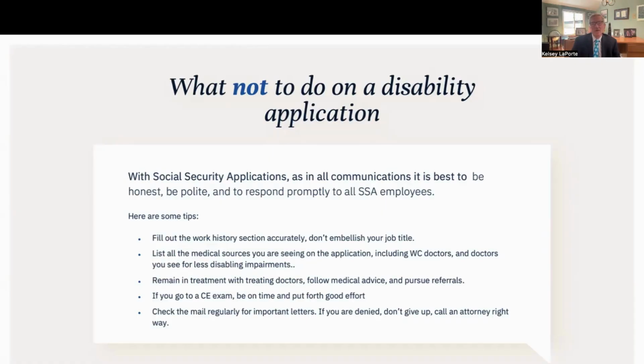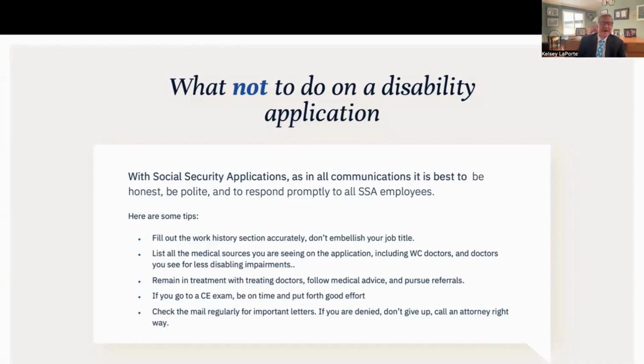When you go to these CE exams, be on time, put forth good effort, try to establish rapport with the doctor. While being examined, be prepared beforehand to explain the 2 or 3 things that are most limiting to you as far as your physical effort or your mental concentration over the equivalent of a full-time work schedule. Your comments to the consultative doctor are likely to be included in the report, and it may make a difference in the approval of your case.